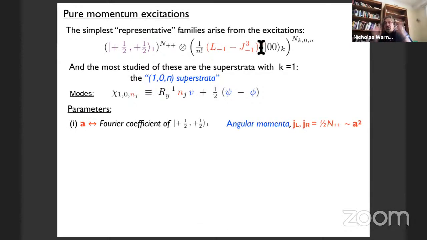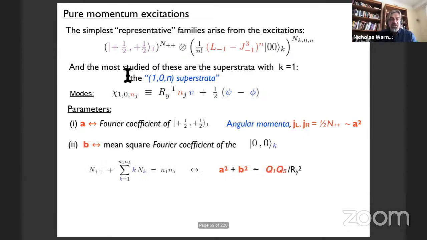Okay, now, all you're going to need to know for what I'm going to say is that these classes of superstrata, which are the sort of workhorse of probing the things, have 3 primary parameters. A is the Fourier coefficient that represents this set of excitations. And it essentially governs the angular momentum of the state, because this is the only thing that carries any angular momentum. There's another Fourier coefficient, B, which is sort of a stand-in for the mean square of all the Fourier coefficients here. It's an RMS average, if you like, of all these things. But it's how much of the 0K state you've got.